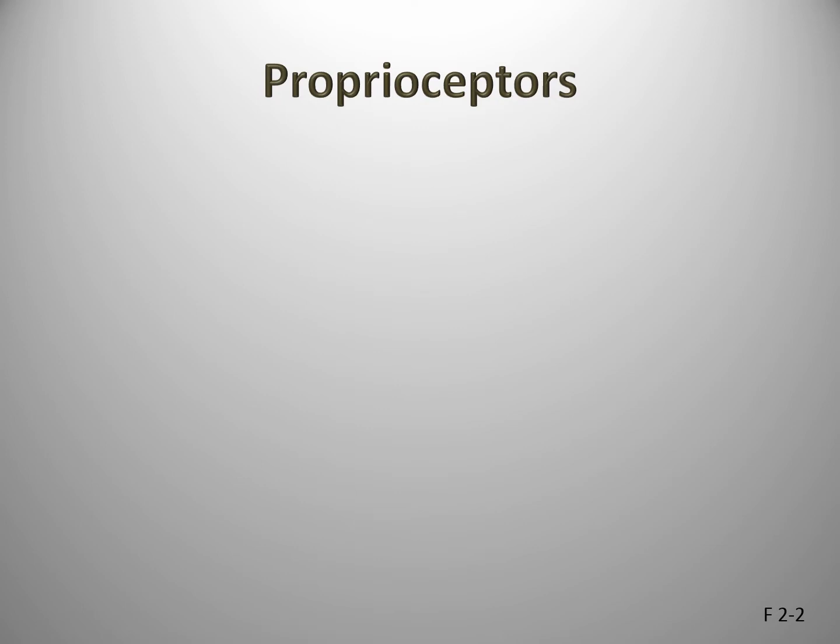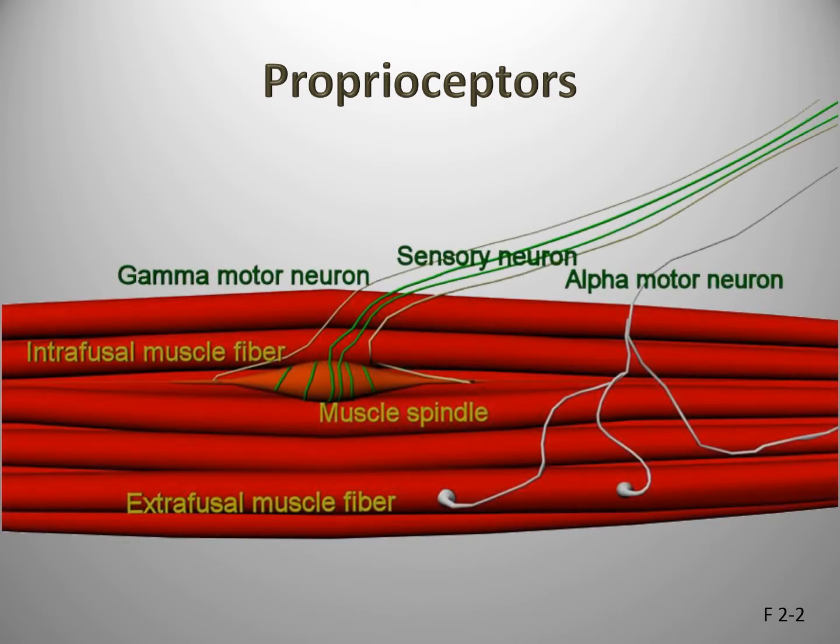Before we get into the reflexes, we have to learn a little bit about some of the structural characteristics of muscles. Here we have a cartoon image of a piece of muscle. Muscles are made of muscle fibers, which are called extrafusal muscle fibers. And they are innervated by alpha motor neurons. Okay? And if you remember the previous slide, these are the largest diameter, therefore fastest transmitting neurons.